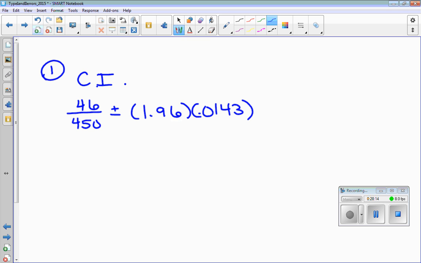Okay, remember this is P cap, Z star, and is it standard error? So what's the margin of error? When I multiply those together, I get 0.028, which is what you add or subtract to either side.